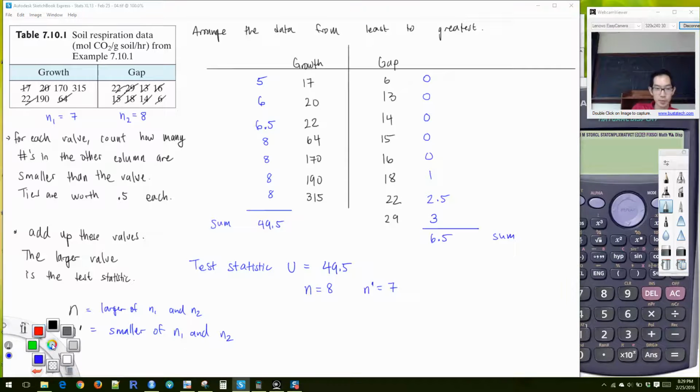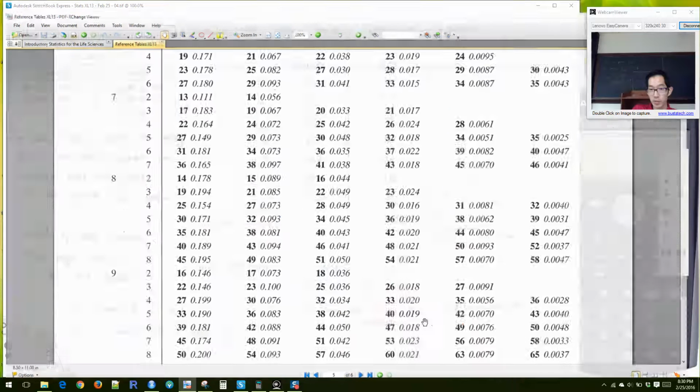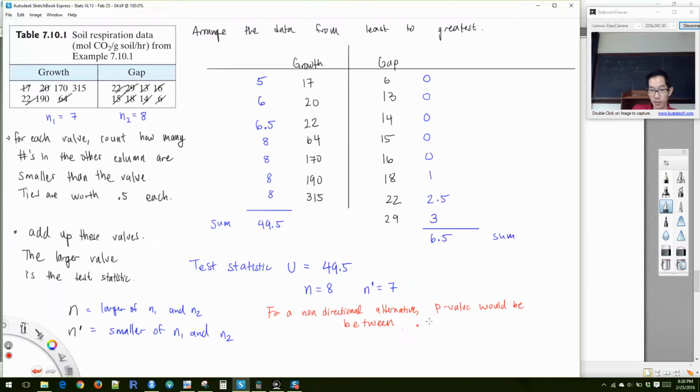So from the table, for a non-directional alternative, the p-value would be between 0.021 and 0.0093.